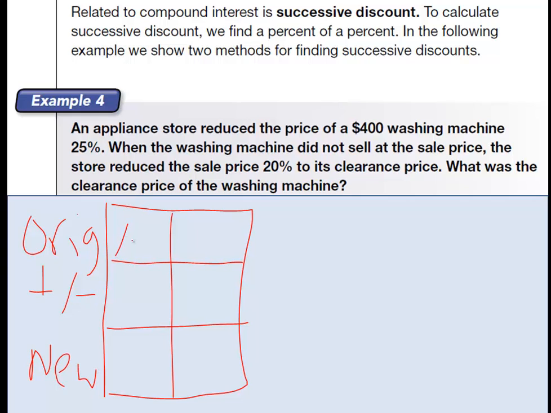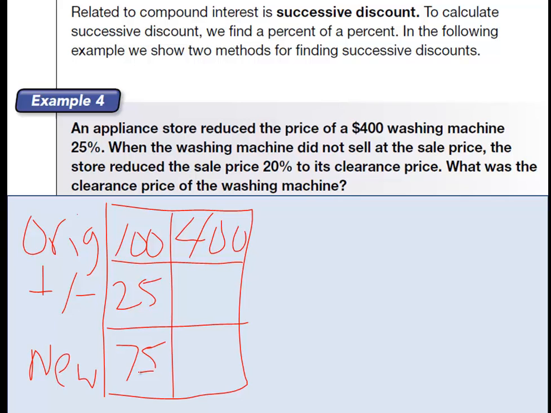So you know this is going to be 100%, because if you pay full price, you pay 100%, right? The store reduced the price of a $400 washing machine. It originally was $400, and then it was reduced 25%. So now you can buy it for 75% of what it originally cost. Hopefully you know how to set that up just like that.